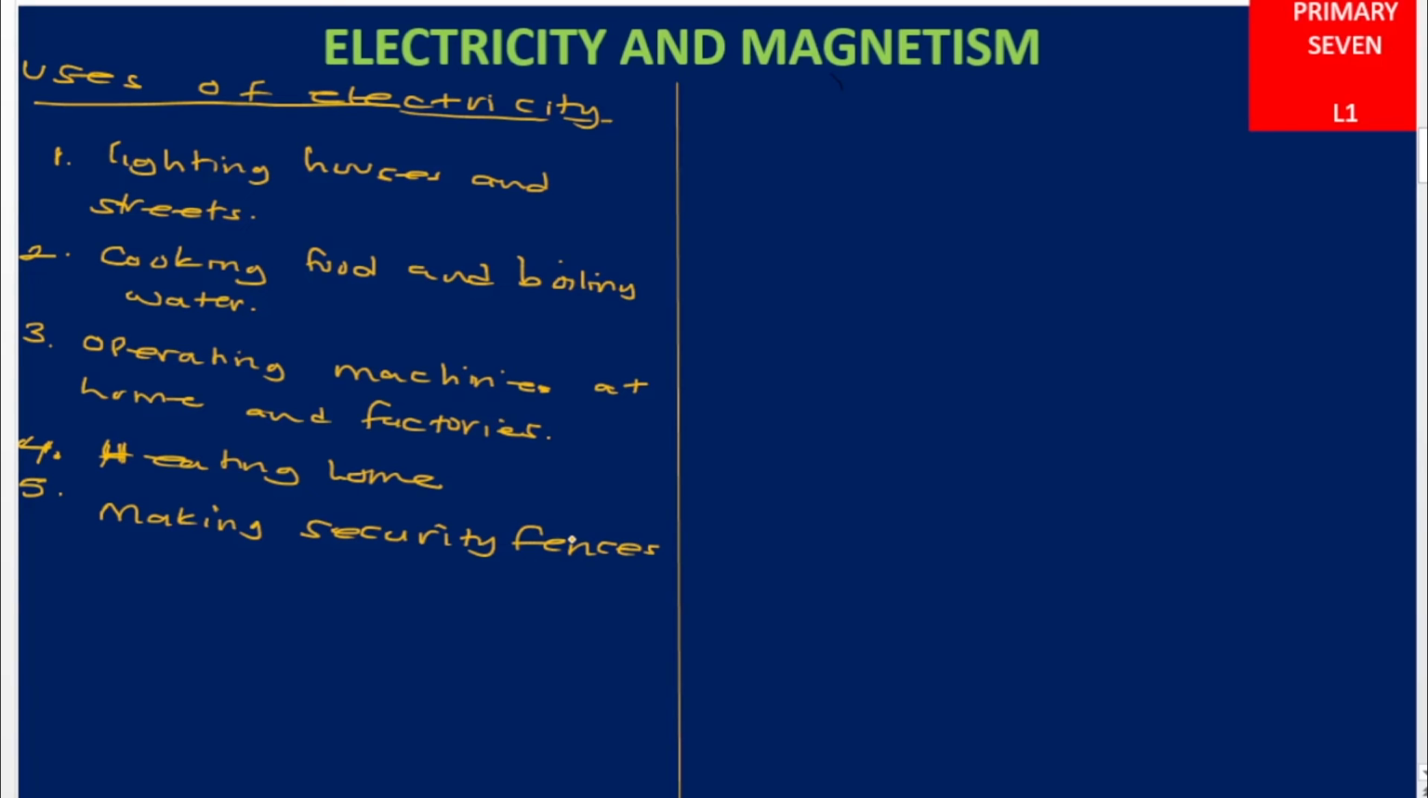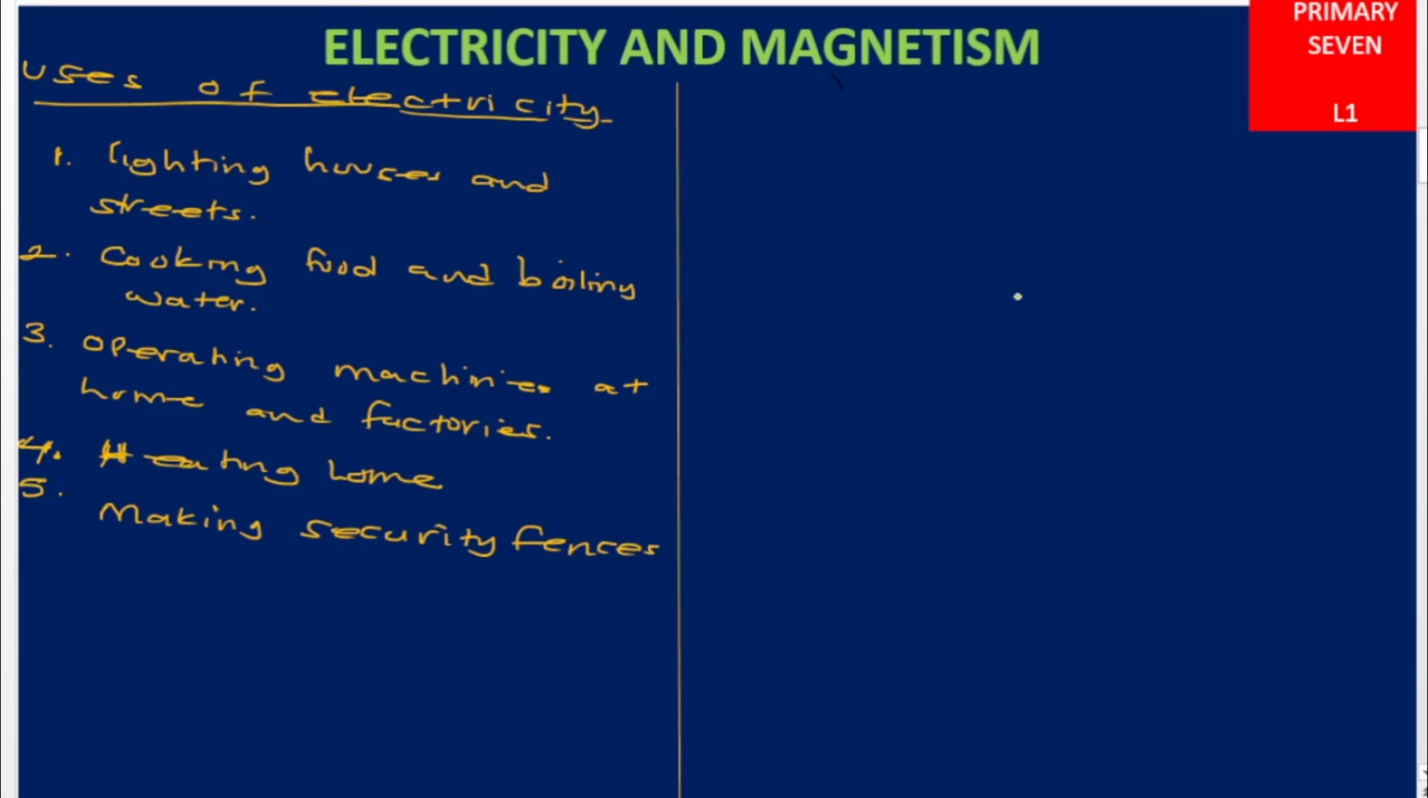Why? We are protecting our property, because things can jump over the fences, but because the fences are electric, they can be shocked, then they can die or they can run away. So electricity is very, very, very useful at home.